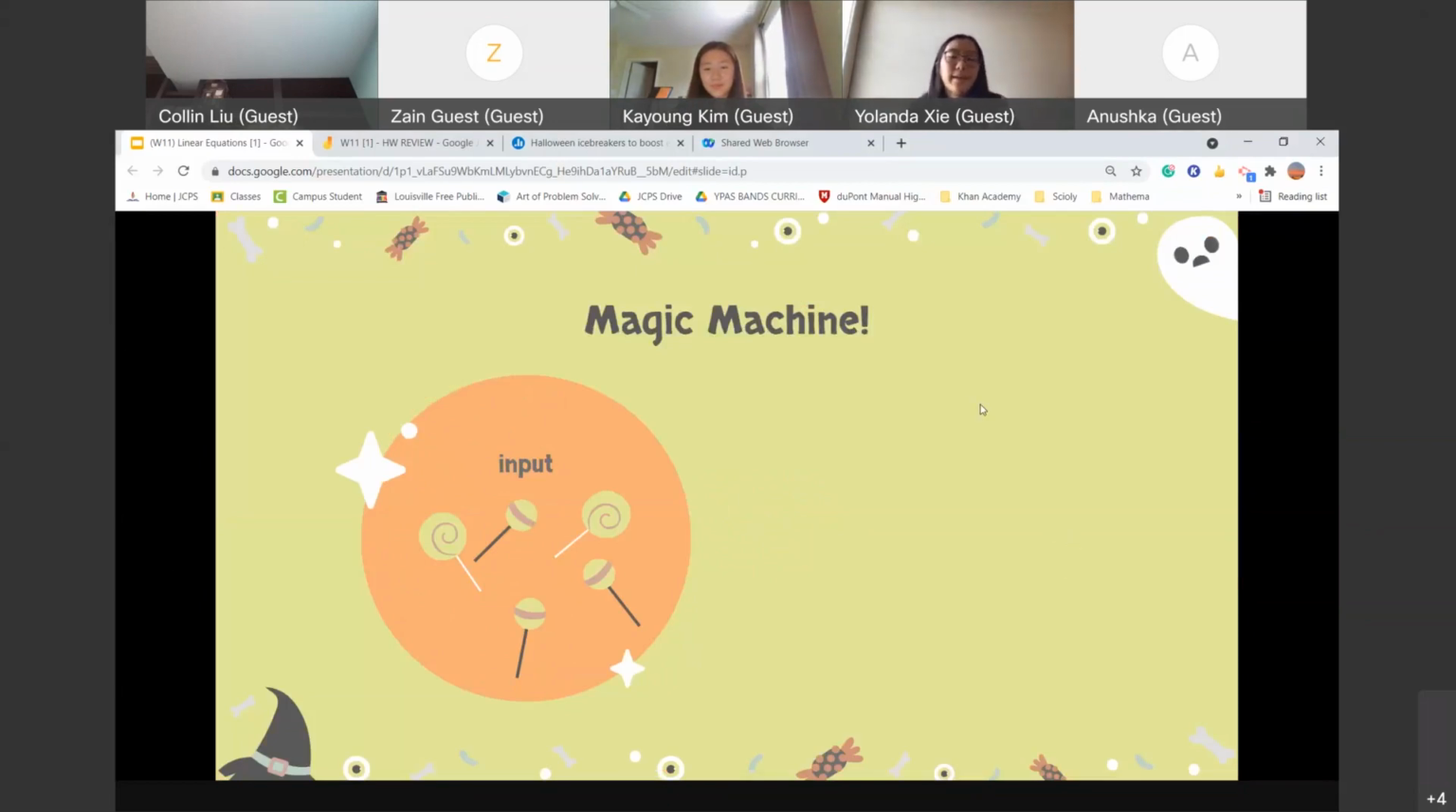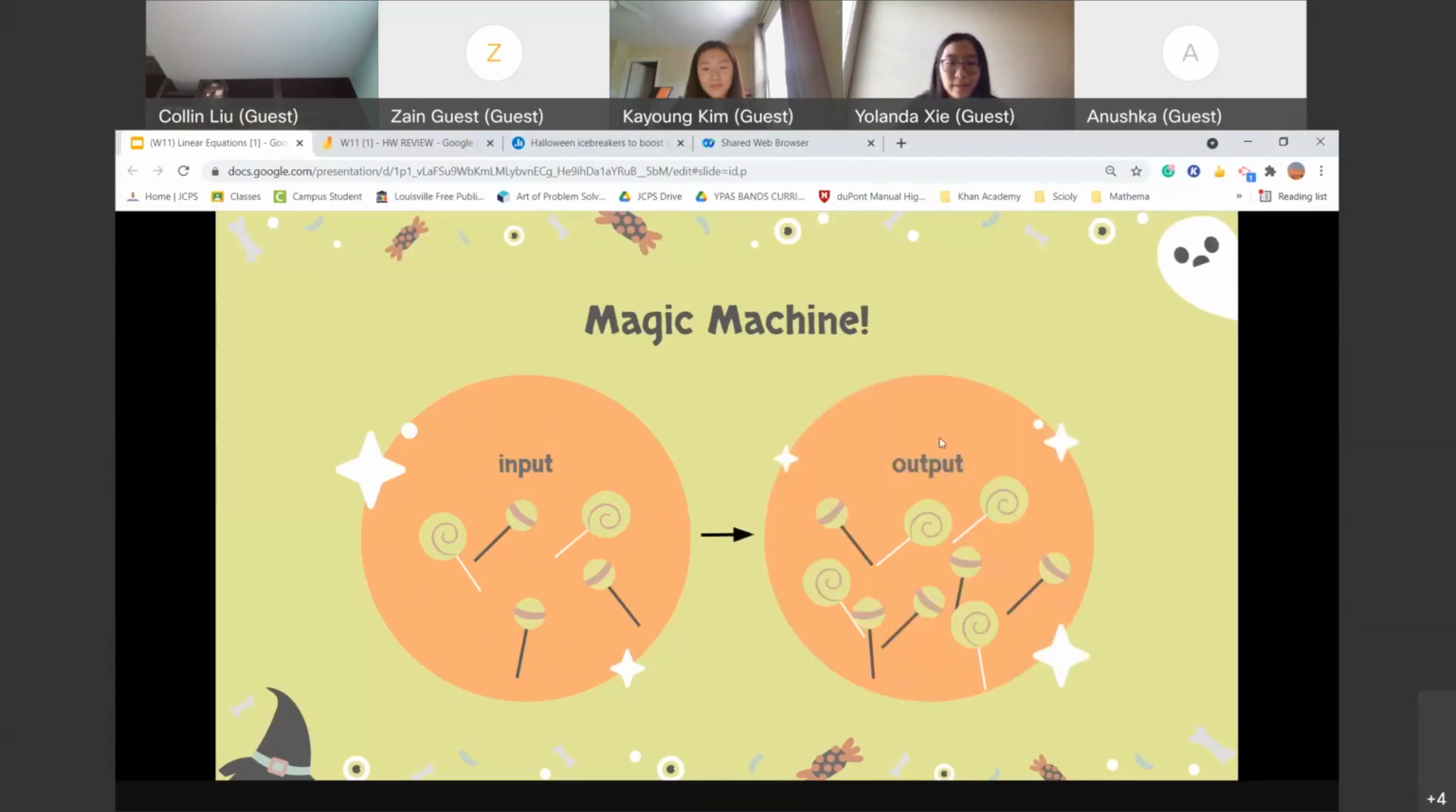So we're going to imagine that we have a magical candy machine. And into this magical machine, we're going to put in 5 candies, 5 lollipops to start with. So this is called our input. Remember that term. Now after we've put those 5 candies into our magical machine, what do we get? We get 9 lollipops back. So those 9 lollipops are our output.